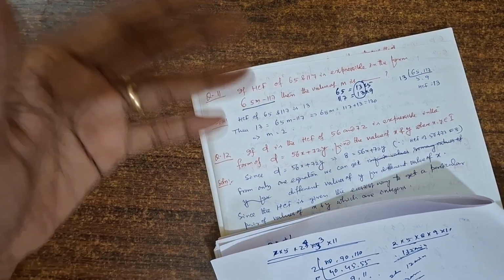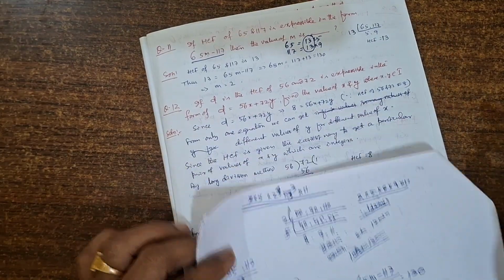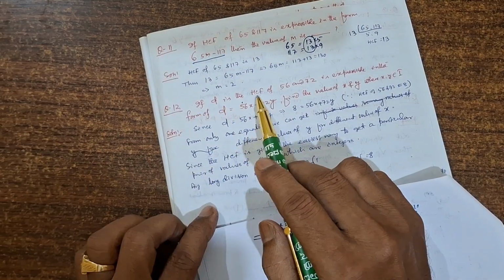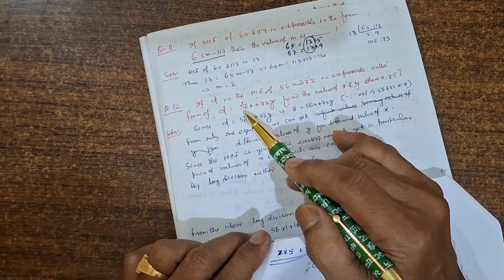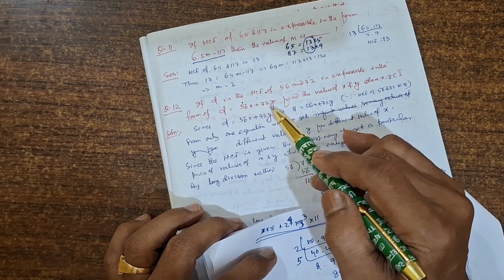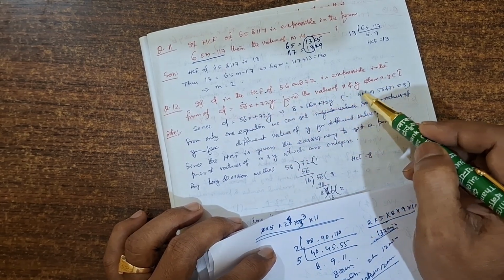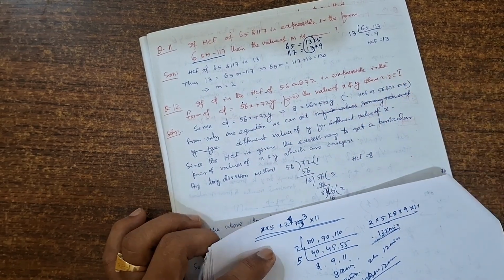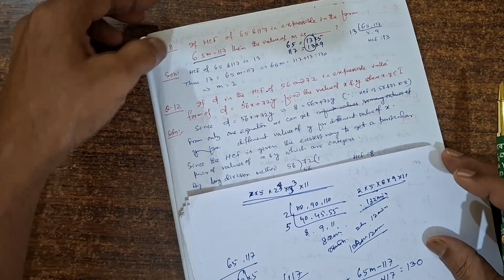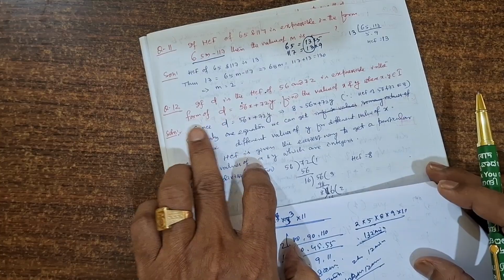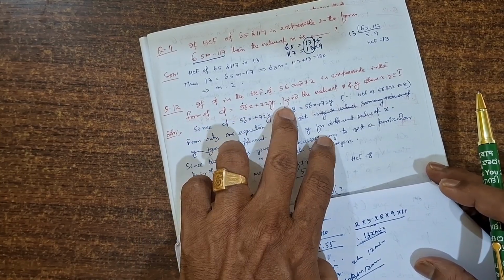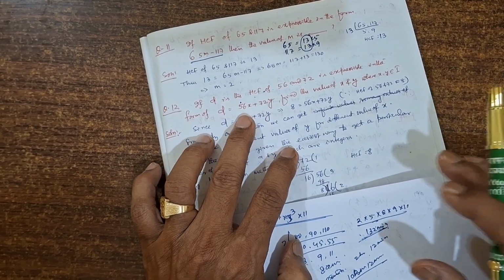It will be easier, somehow easier in the next chapter. If D is the HCF of this and this, expressible in the form D is equal to 56x plus 72y, find the value of x and y where x and y belong to integers. It is another question. It is directly given that the HCF is given in the form of two variables, x and y.